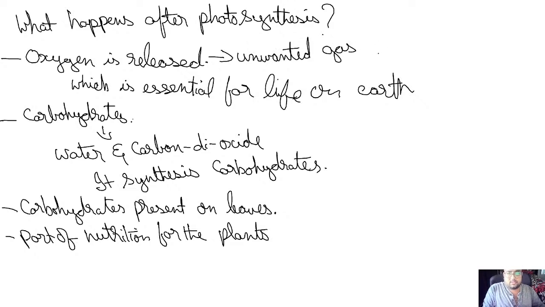Unwanted gas for plants. So that is why the plants release oxygen. As you see, carbon dioxide is unwanted gas for us, so that's why we release it outside. And the carbon dioxide is important for plants, as well as oxygen is important for us. So this is how the process of living on earth works.